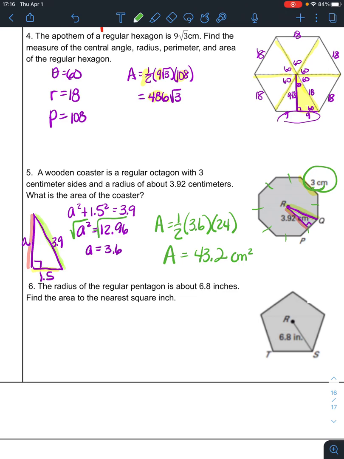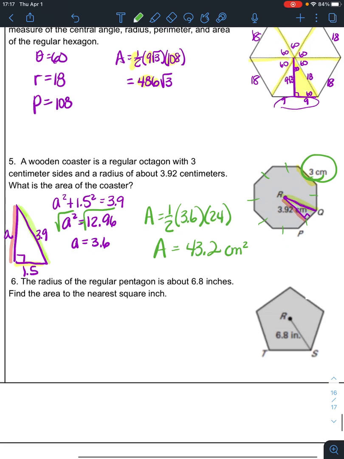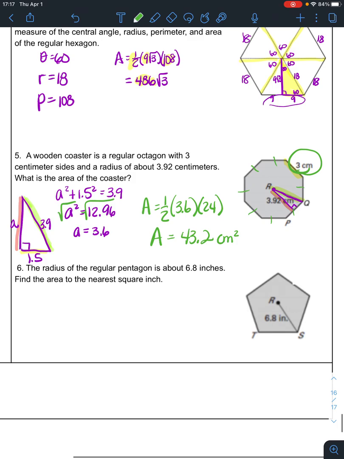Find the apothem, find the perimeter, and you've got to use right triangles. So you've got to go back to those things that we learned: Pythagorean theorem, special rights, maybe even some trig that we're about to get into. Okay, so let's look at this.